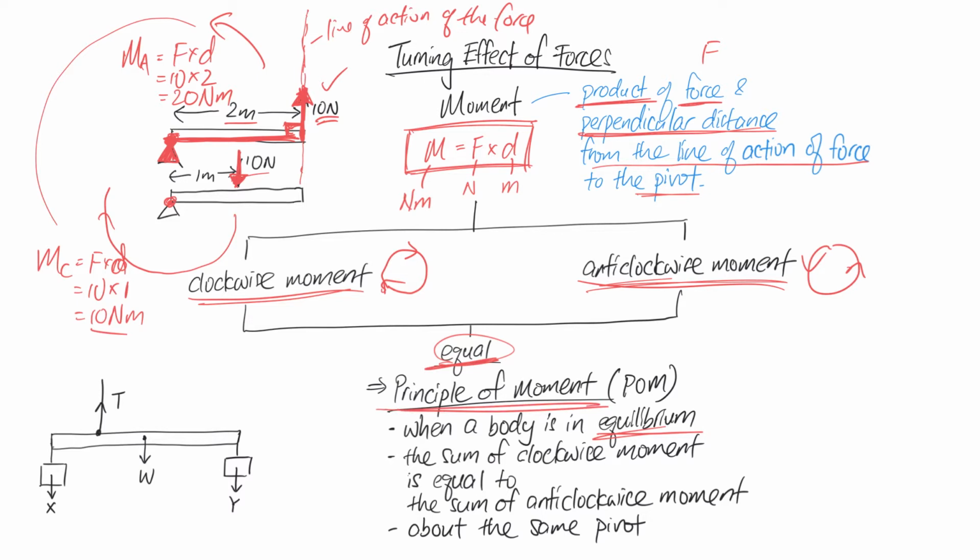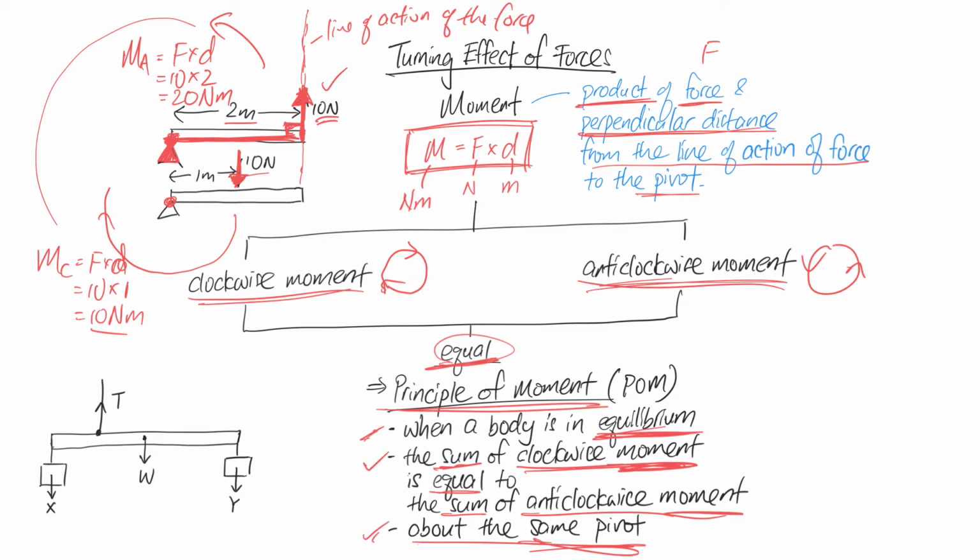So this definition is very important and consists of 3 parts. When a body is in equilibrium, is balanced, the sum of clockwise moment is equal to the sum of anti-clockwise moment. By the way, take note, it's not force. There's no such thing as clockwise forces or anti-clockwise forces. It's moment. And they must be calculated with respect to the same pivot. So these 3 points must be inside your definition.